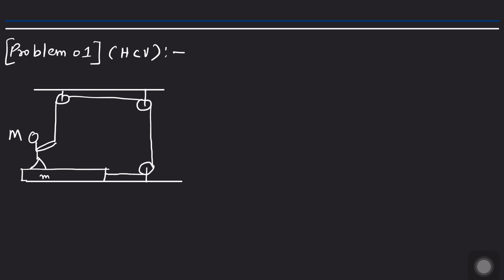It is given that the friction coefficient between the plank and the floor is mu. This friction coefficient is mu, so for static and kinetic friction we will take the value as mu only. And they are asking to find the maximum force that the man can exert on the rope so that the plank does not slip on the floor.